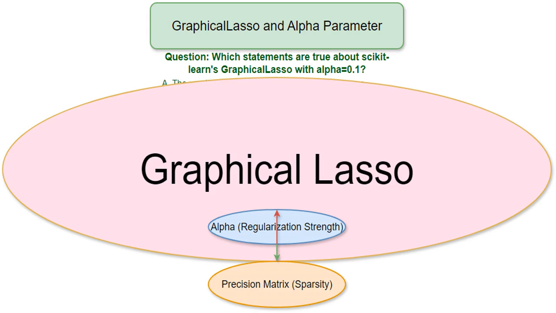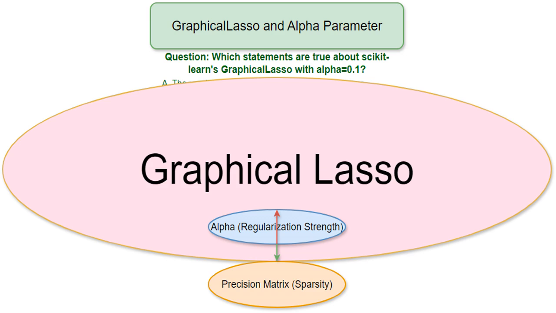I'm focusing on the precision matrix, which is essentially a matrix showing the relationships between variables. The sparsity refers to how many of its elements are zero. A sparse matrix has many zeros, suggesting simpler relationships between variables. A dense matrix, on the other hand, has more non-zero values, meaning more complex relationships.